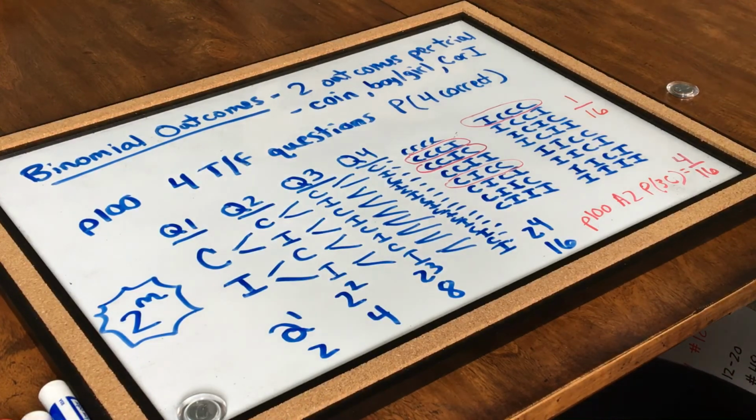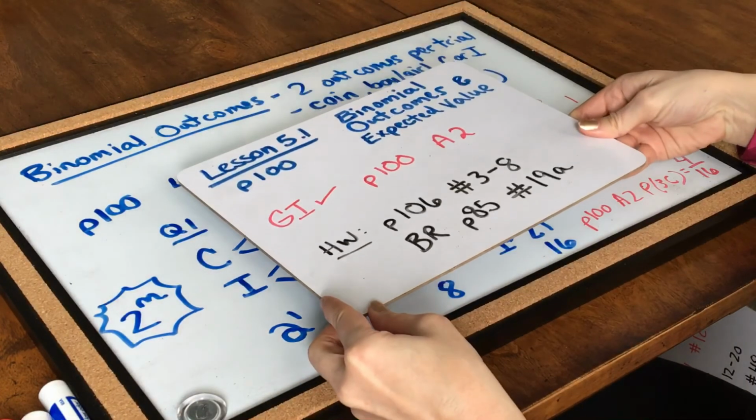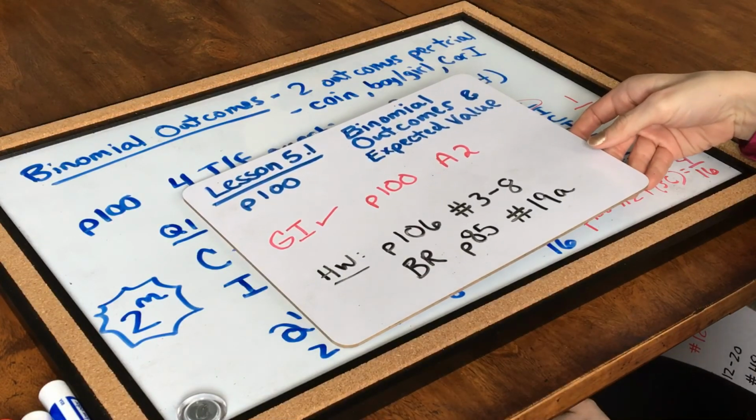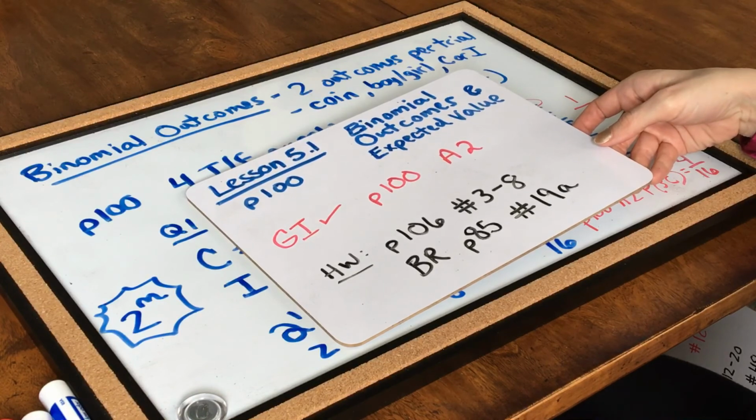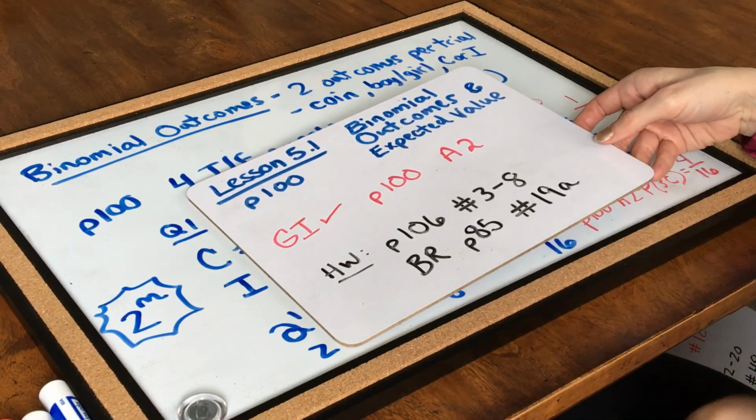All right, time for your homework. So your homework is going to be very similar to this. It's page 106, numbers 3 to 8. And your bell ringer problem, again, page 85, number 19A, another area model. Okay?